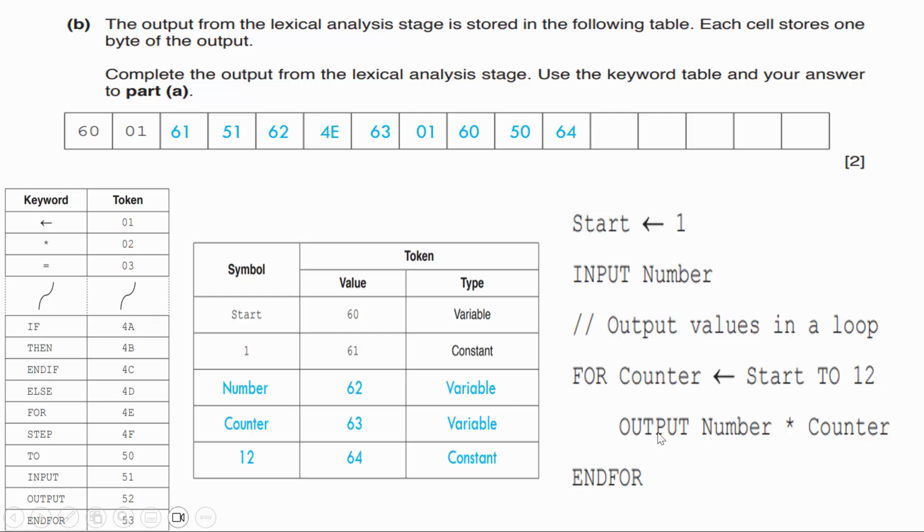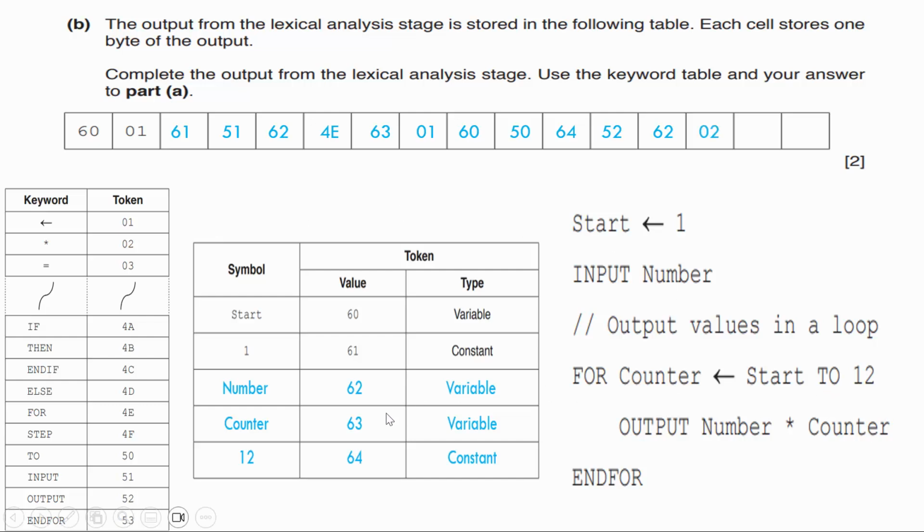4. Then I move to the next line, output. That is in the reserved or keyword table. So I look for output. That has a value of 5, 2. I look for number, not a keyword, not in the keyword reserved table, but inside the symbol table. I look for number. That has a token value of 62. I look for the asterisk. That is recognized by the compiler. I see right over here, it has a token value of 0, 2.